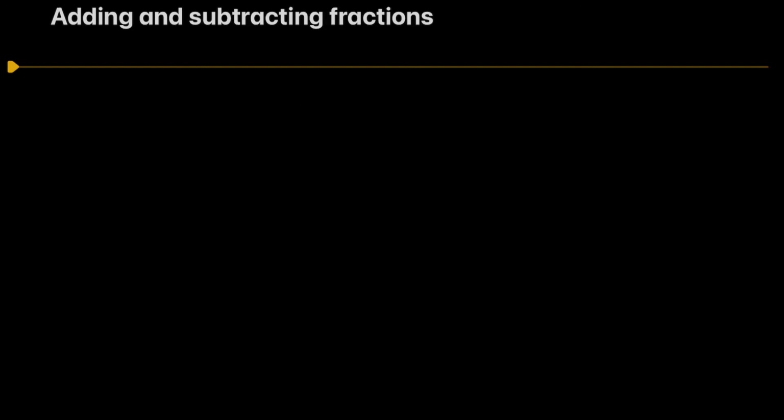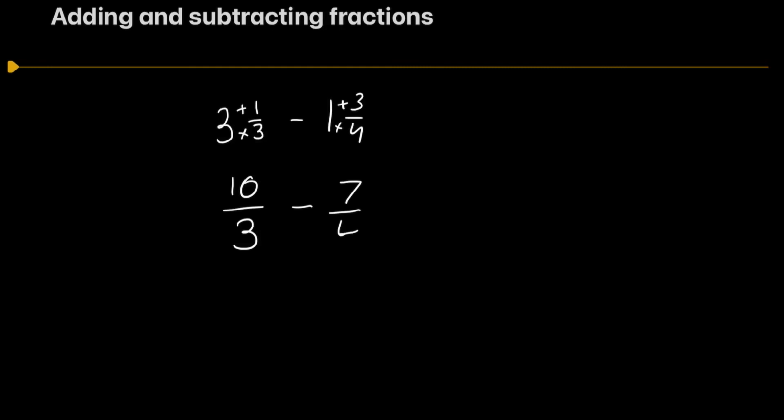Now how do we add and subtract mixed numbers? For example, 3 and 1/3 minus 1 and 3/4. Now you first convert these mixed numbers into improper fractions. So 3 into 3 is 9, 9 plus 1 is 10 with the denominator 3, minus 4 into 1, which is 4, and then 4 plus 3, which is 7. So 7 upon 4. Now that you have converted these into improper fractions, you can subtract them.